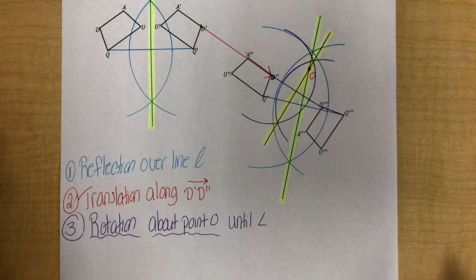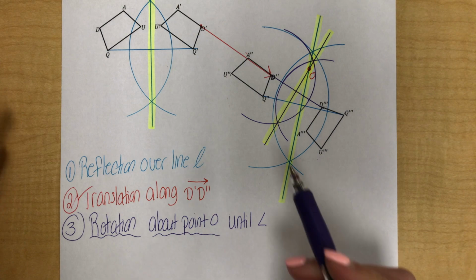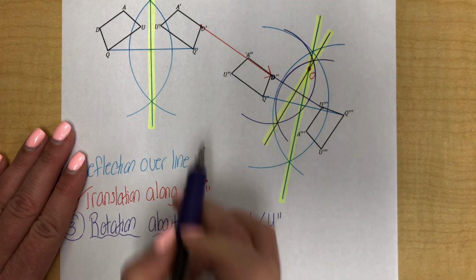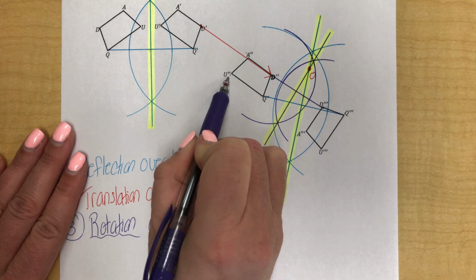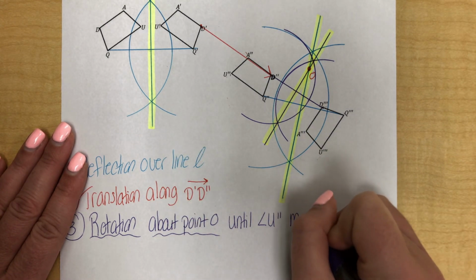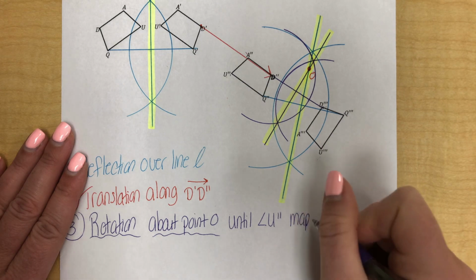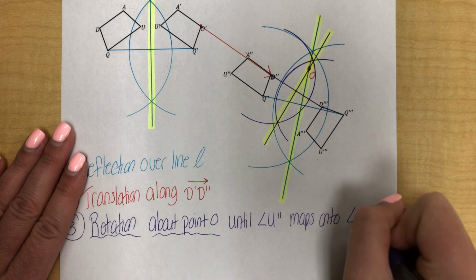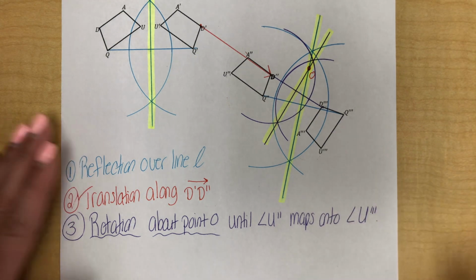angle, let's pick a different letter here. I know we picked D before, let's maybe pick U. So I'm going to rotate until U double prime, because this is where I'm starting, ends up at U triple prime. I want it to map onto angle U triple prime.